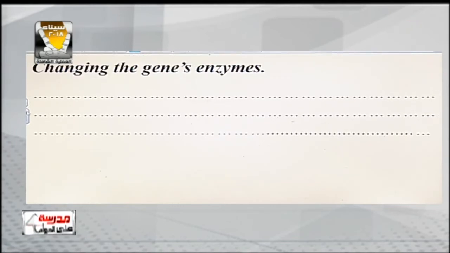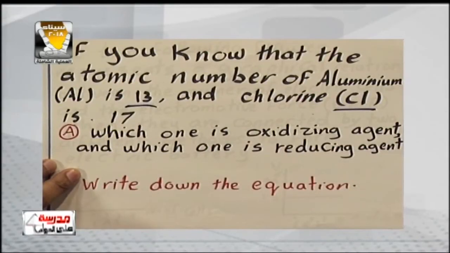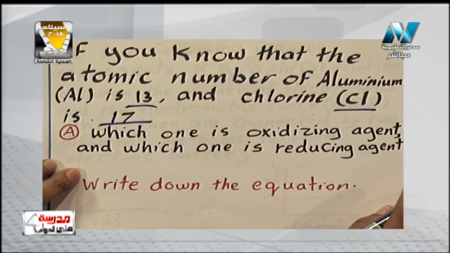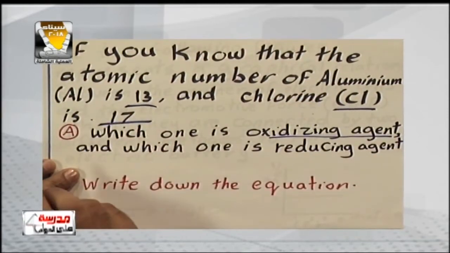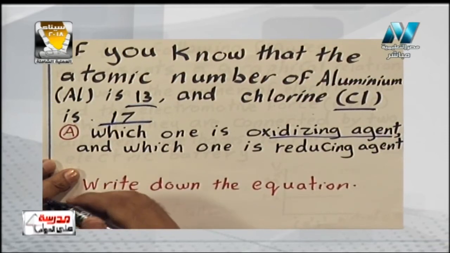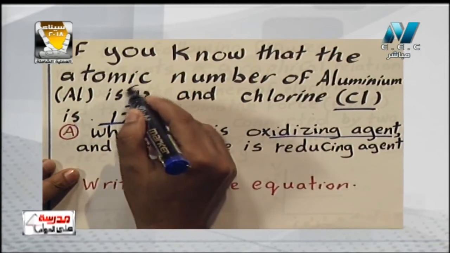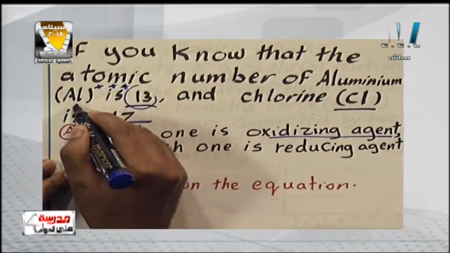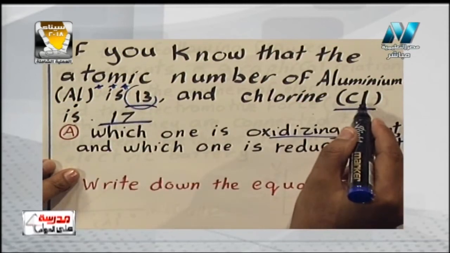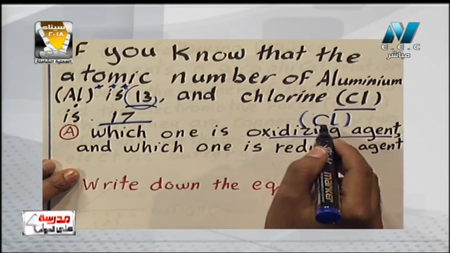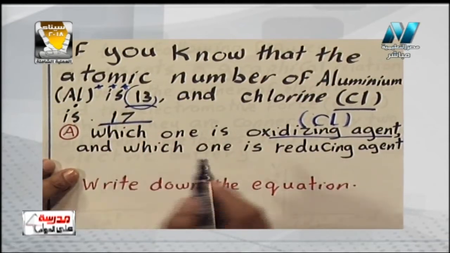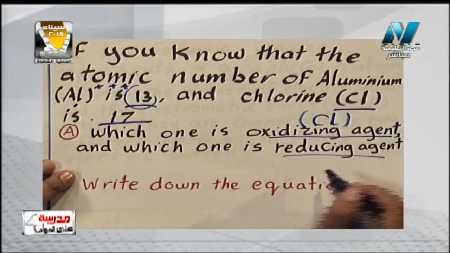As you see, my dear students, if you know that the atomic number of aluminium, Al, is 13, and chlorine, Cl, is 17, which one is the oxidizing agent and which one is the reducing agent? Now, aluminium 13 means its electronic configuration is 2, 8, 3. So it loses 3 electrons, so it is oxidized. Here, the oxidizing agent is chlorine because it is the substance that gained the electrons, and aluminium is the reducing agent.